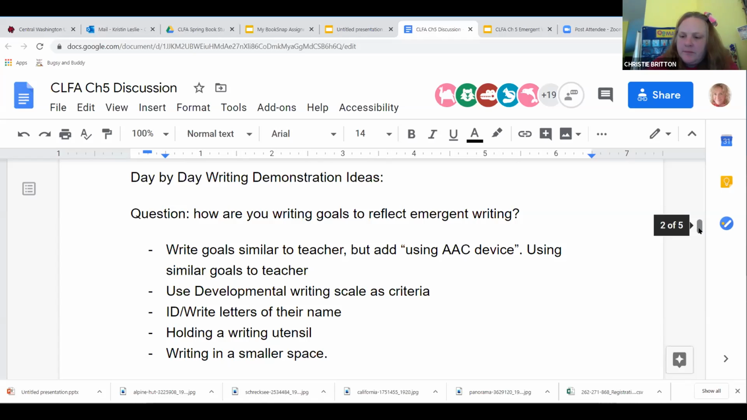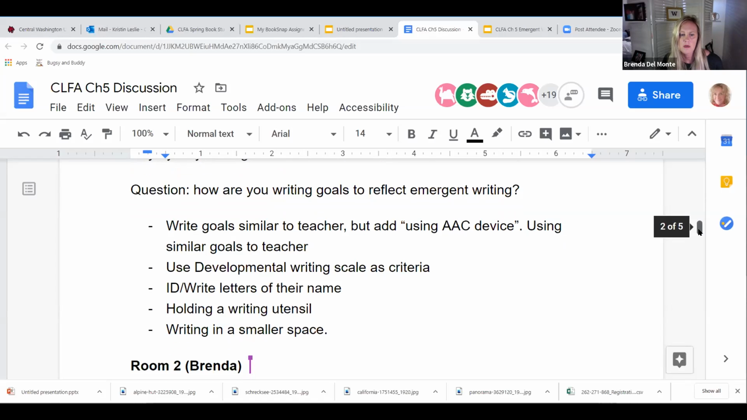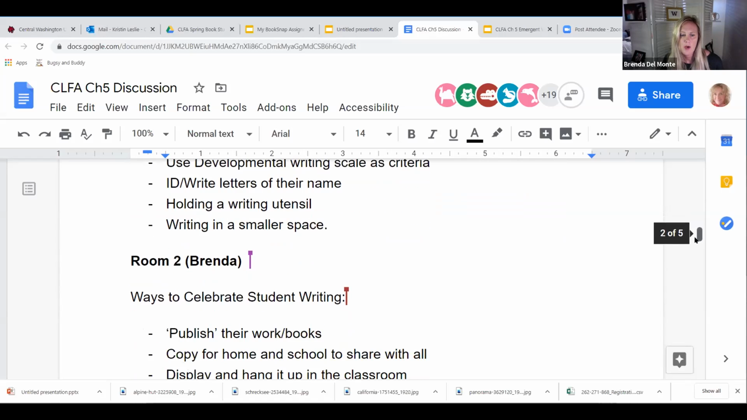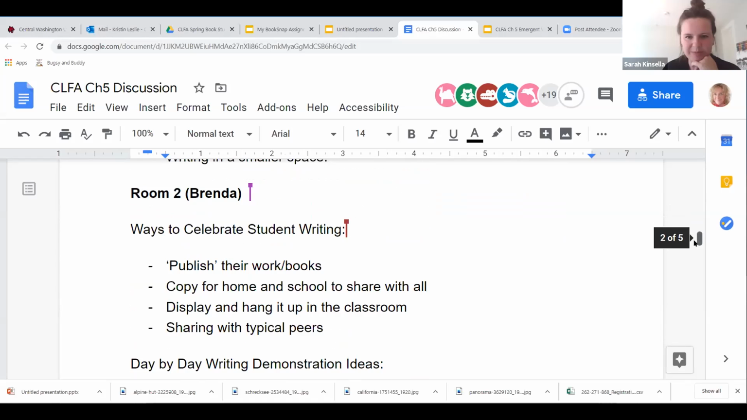Someone said the developmental writing scale, you can see the notes here. That might be an ongoing thing, the writing goals. And someone in the chat is mentioning that Bridge Assessment has some emergent literacy goals and how to look at progress. So there is a link there. Great. Okay, I'll put that in our notes.